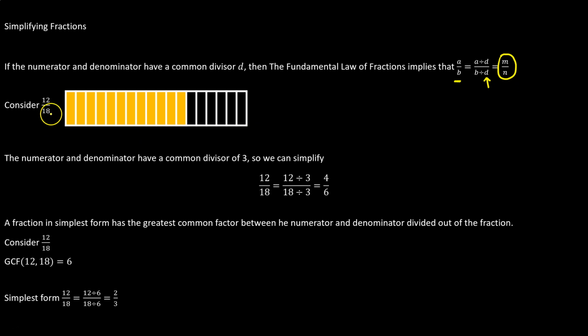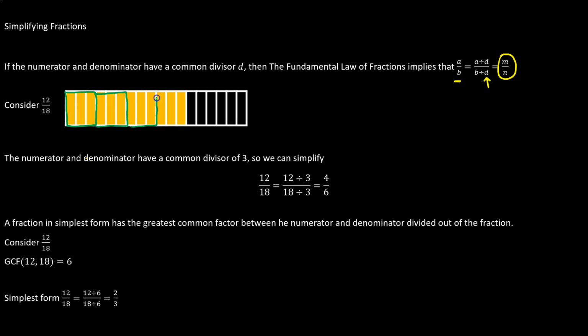For example, if we look at 12 over 18, the numerator and denominator have a common divisor of 3. So we have a common factor of 3 from the numbers 12 and 18. And visually, we can say that we'll take our shaded portions and group them into 3. So I'm going to take 3 shaded portions and draw a green square around them. And I'm going to do that for all of the shaded pieces we have.